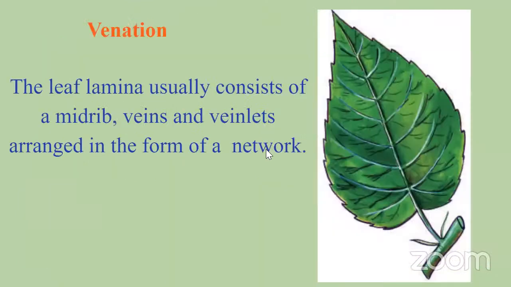Okay. So next we go for venation. Just now we discussed that the size and shape are different. What is venation? The leaf lamina usually consists of a midrib, veins, and veinlets arranged in the form of a network.